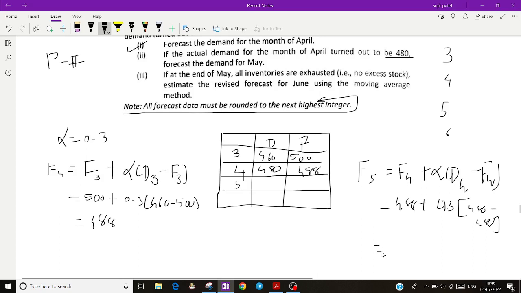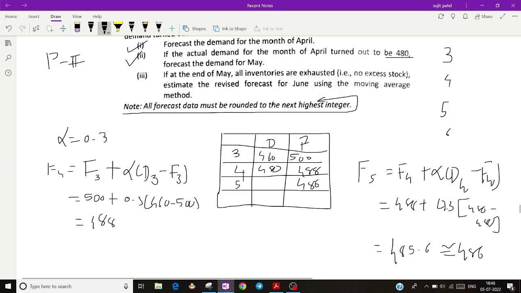When you solve this, it comes out as 485.6, but we have to round up to the next higher integer, that is 486. So here 486 is the forecast. So that is the second question also solved.